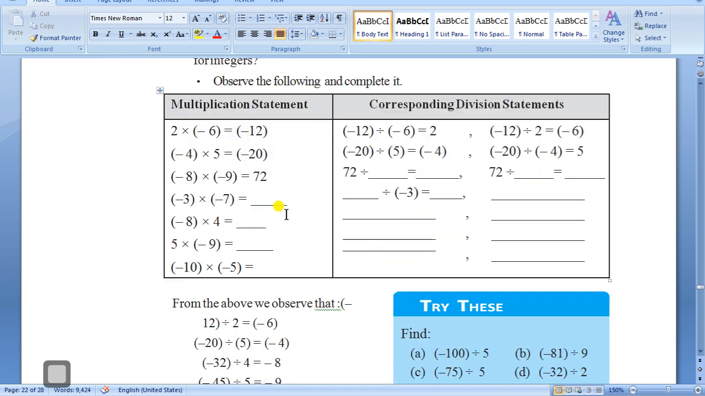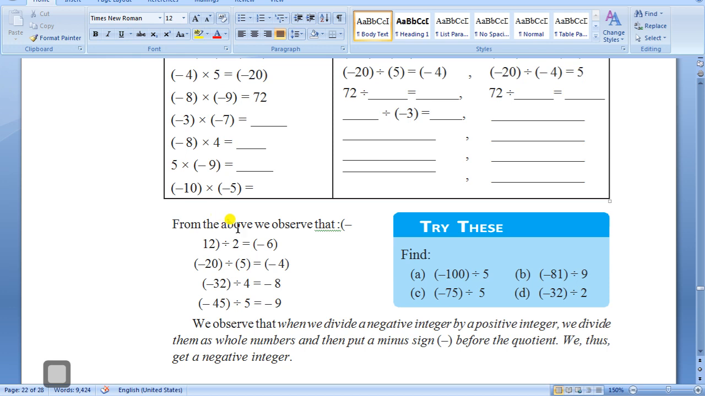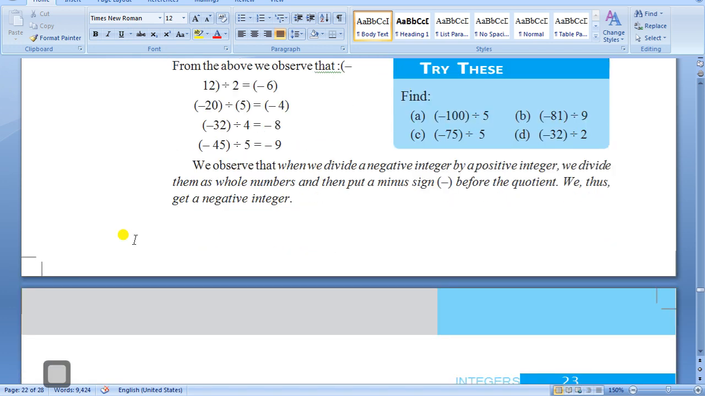Can you write a multiplication statement and its corresponding division statements for integers? Observe the following and complete it, right? Here you see 2 into minus 6 is equal to minus 12. Minus 12 divided by minus 6 is equal to 2, and minus 12 divided by 2 is equal to minus 6.